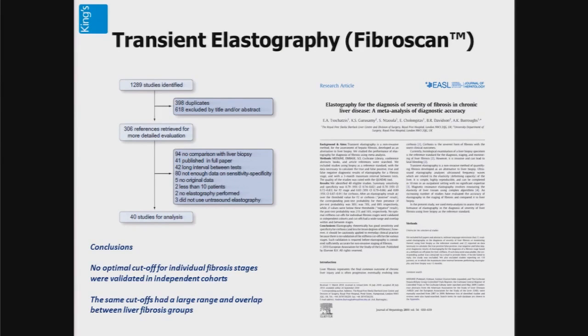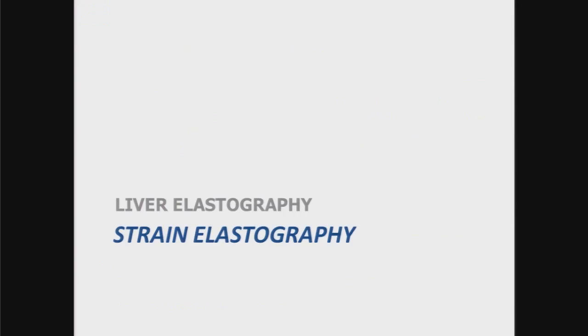So it's not perfect, but it's better than what we used to have before. This method doesn't visualize the liver. You put your probe over there, and it's the best guess that you're actually hitting the liver. But it seems to work, and this is the oldest established procedure. Strain elastography is slightly different.